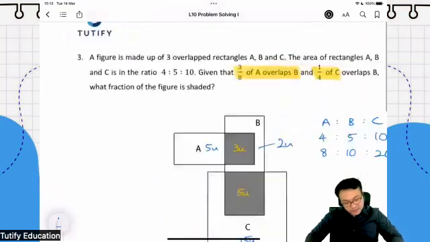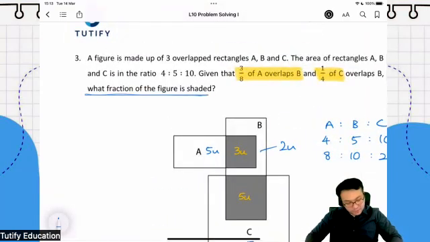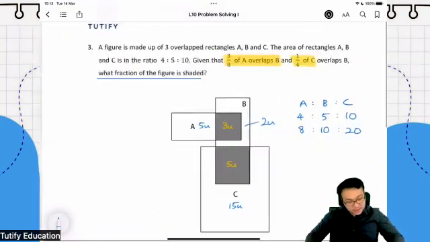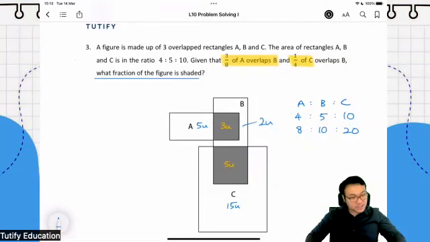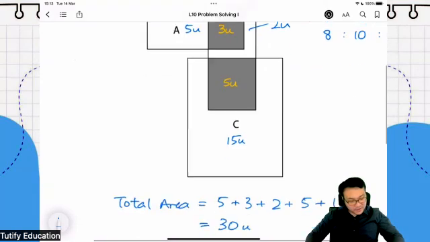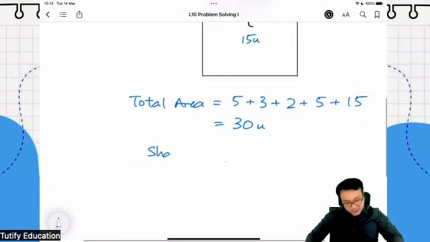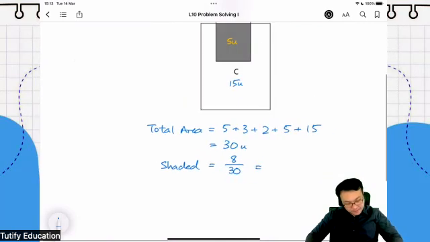Out of the 30 units, what fraction is shaded? Out of the 30 units, how many units are shaded? 8. Yes, 3 plus 5 is 8. So the shaded would be 8 out of 30. Simplify for me. Divide by 2. Yes. Very good, Alexis.